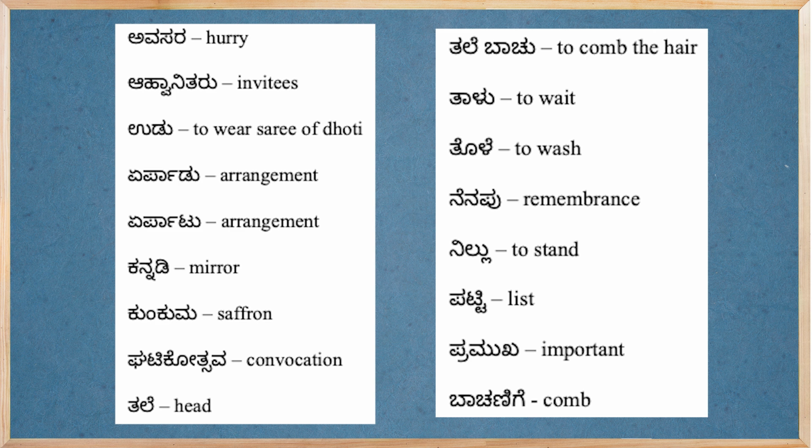Patti, list. Pramukha, important. Vachanige, cool. Fine. These are the vocabularies for you. Now, let's look at their conversation.